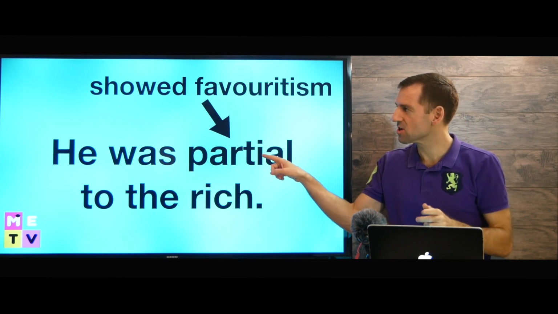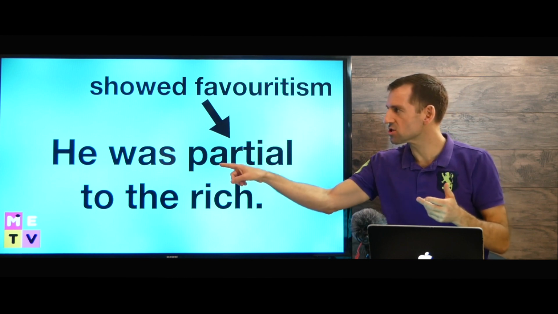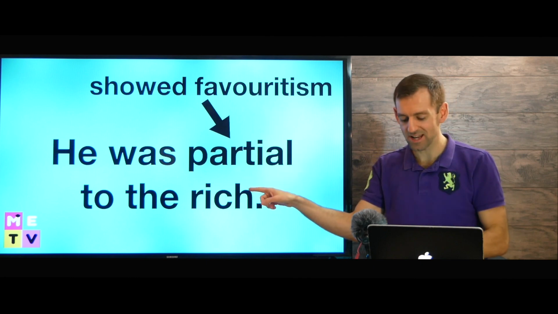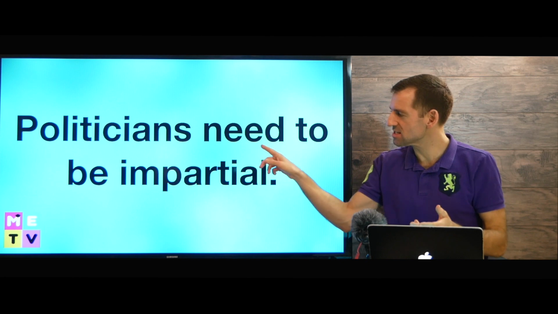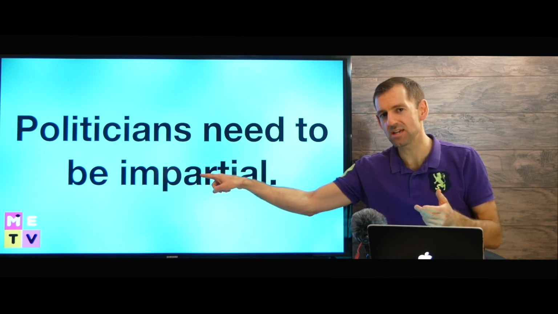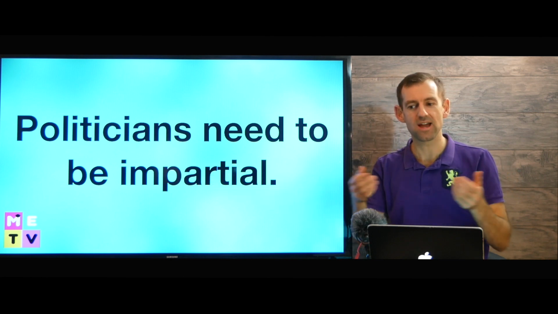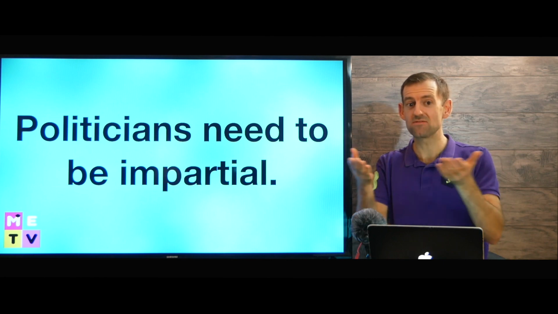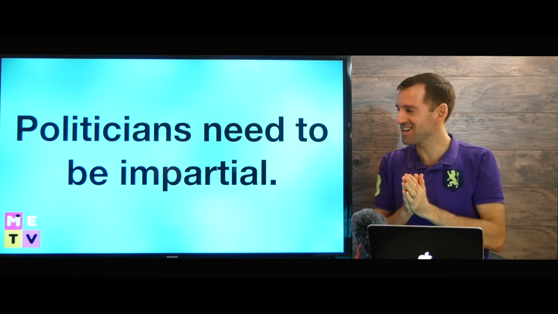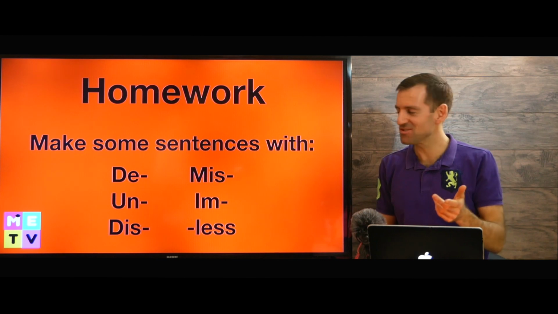Partial means to show favoritism. So the politician showed favoritism to the rich, right? And that's not good. Politicians need to be impartial. Impartial means the opposite of partial. Impartial means fair. You want your politicians to be fair to everyone, right? You don't want them to treat the rich better than the poor, but most of the time, politicians are criminals, right?